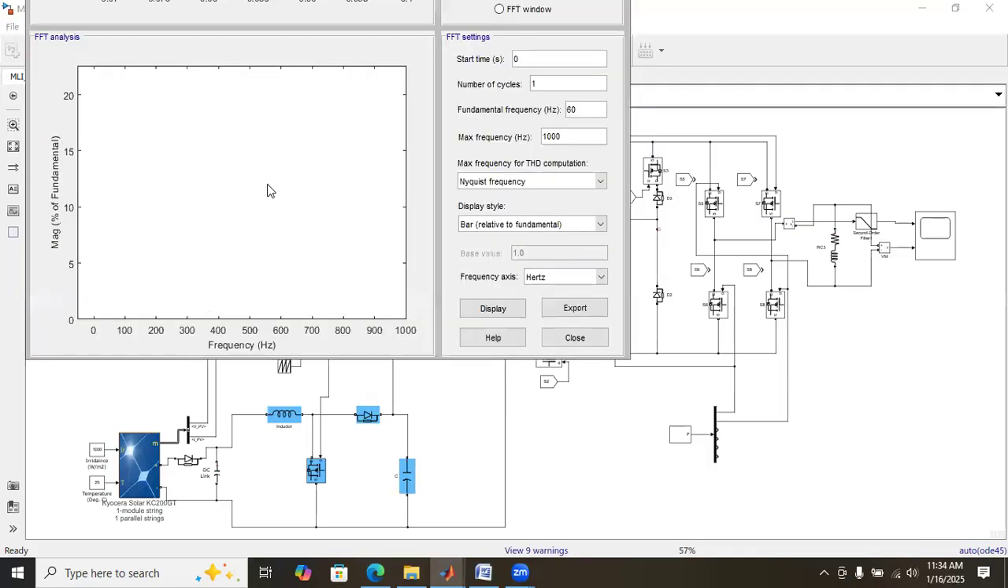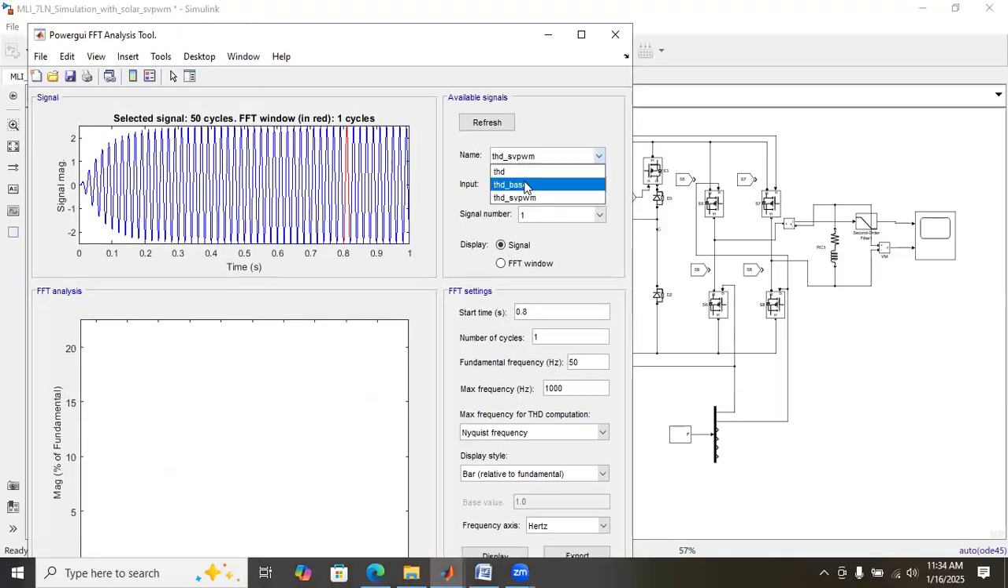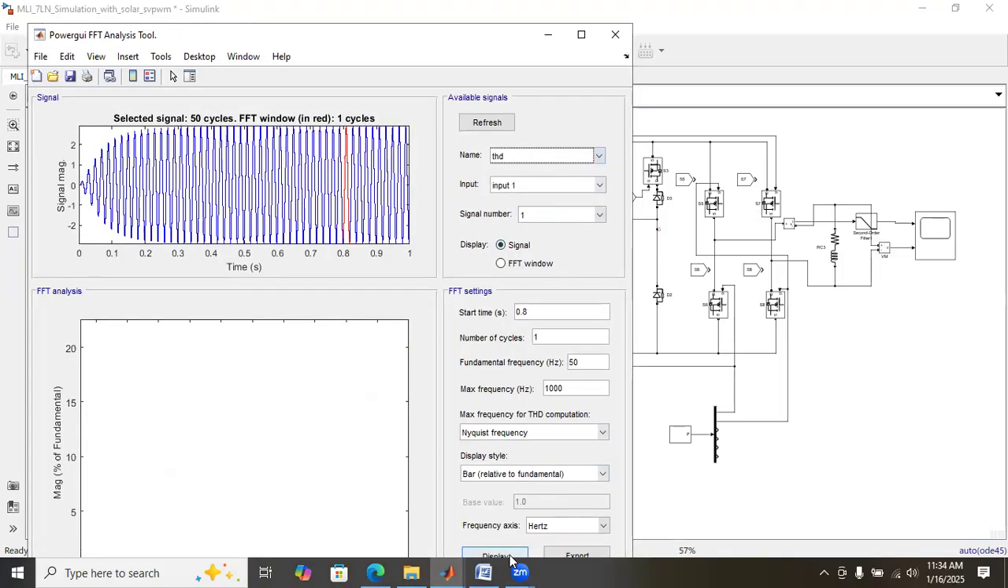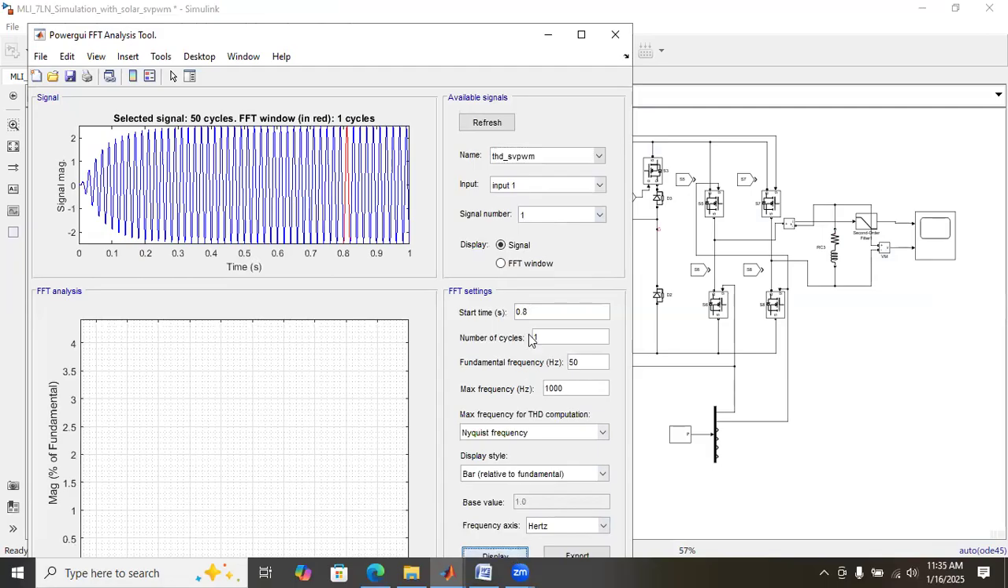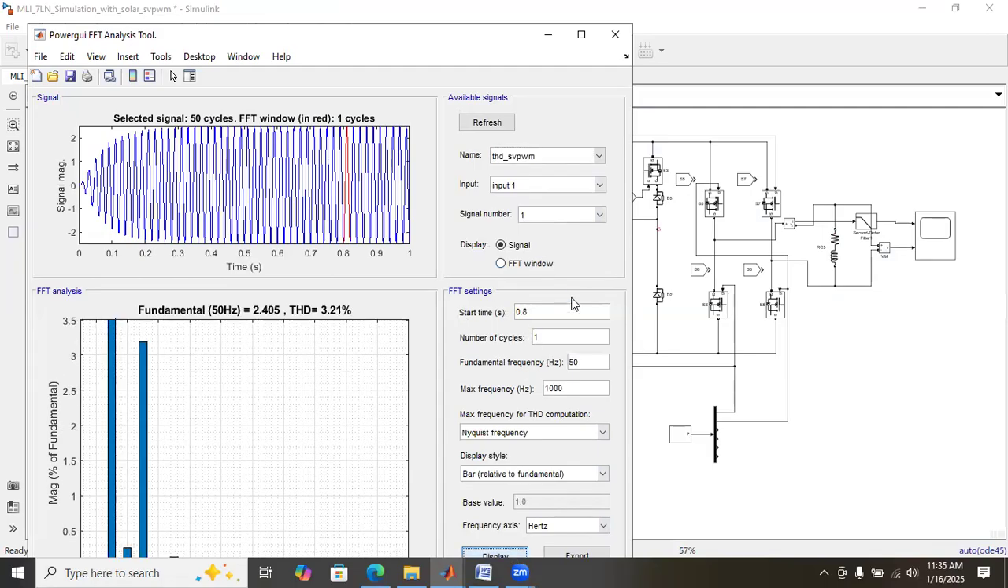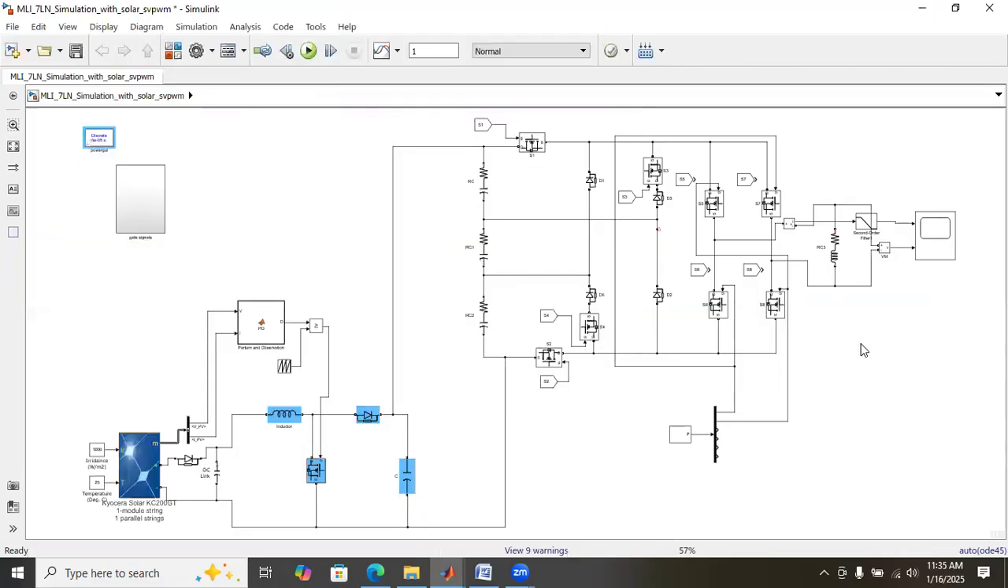FFT analysis. That is THD for PWM pulse width modulation generation, 4.16% we are getting. And with SVPWM, that is space vector pulse width modulation, 3.21% we are getting. So the THD is reducing with space vector pulse width modulation. So this is the working of that 7-level inverter.